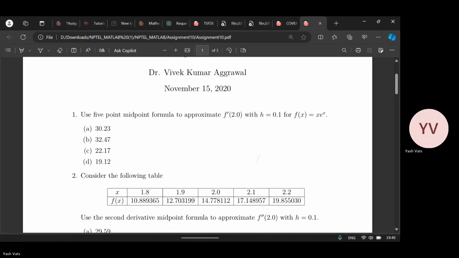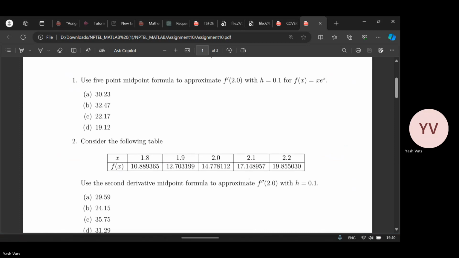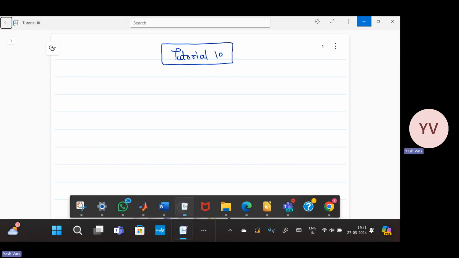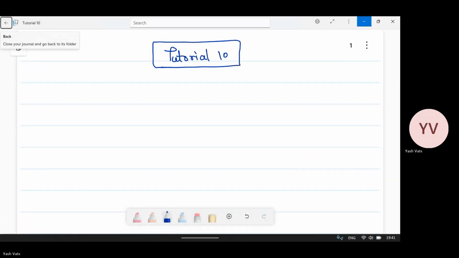Use 5-point midpoint formula to approximate f dash 2.0 with h is equal to 0.1 for f(x) is this right here. Okay, the question is, I just wrote the question in red.